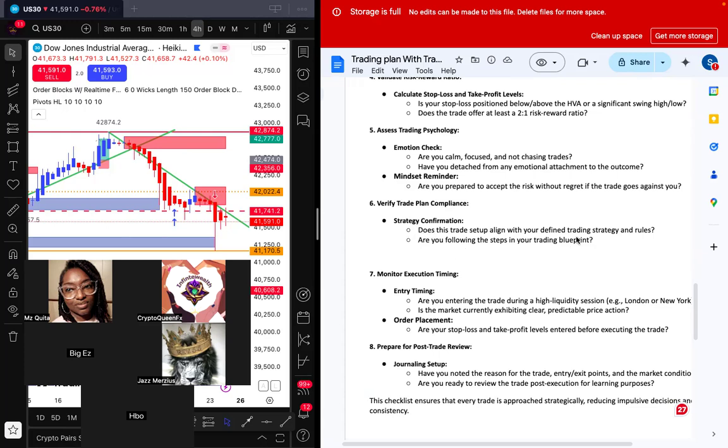Does this align? Does this trade align with your defined trading strategy and rules? These are the rules that you should be following. So all your setups should align with the strategy. It's coming either from this level or this level, above this level or below this level. That's what you're looking for. It's not complicated.